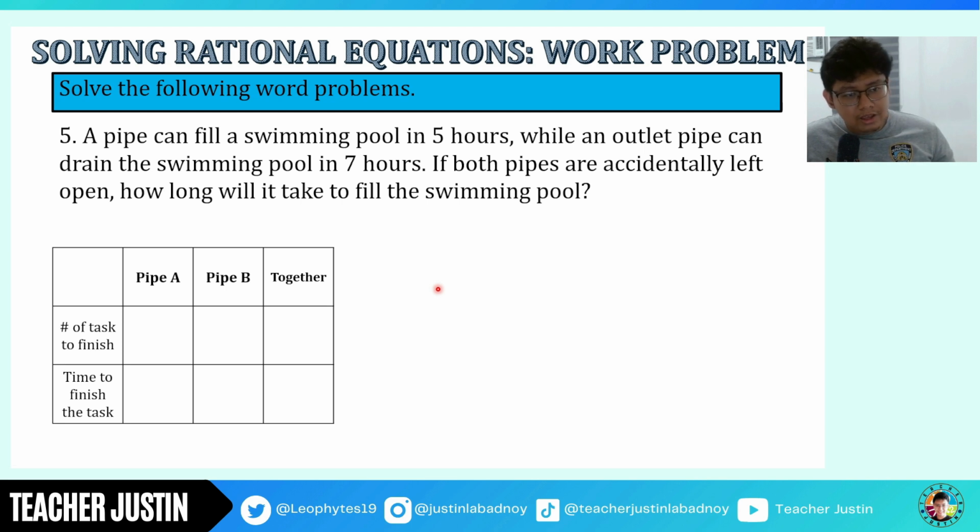Si pipe A is the one na nagpapasok ng water. Si pipe B is yung outlet, yung naglalabas ng water. So, what if they are accidentally open? Complete the table first. So, number of tasks, we have one swimming pool. Okay? And if pipe A lang yung bukas, it can complete the task in 5 hours. Si pipe B, kunwari puno na yung pool. Okay? Binuksan natin si pipe B.